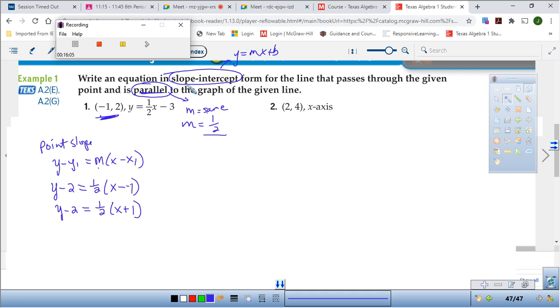Now, they don't want it in point-slope form. They want it in slope-intercept form. So I need to go out here and do what? Does anybody know what to do here? They don't want it like this. They want it as y equals mx plus b. They want this. What do I do here, guys? Come on.